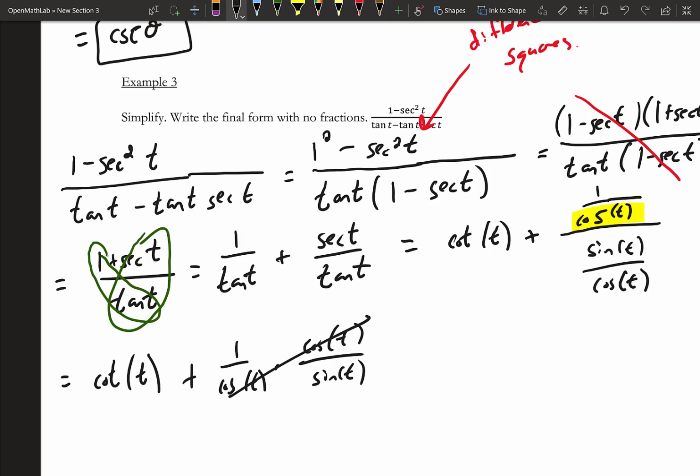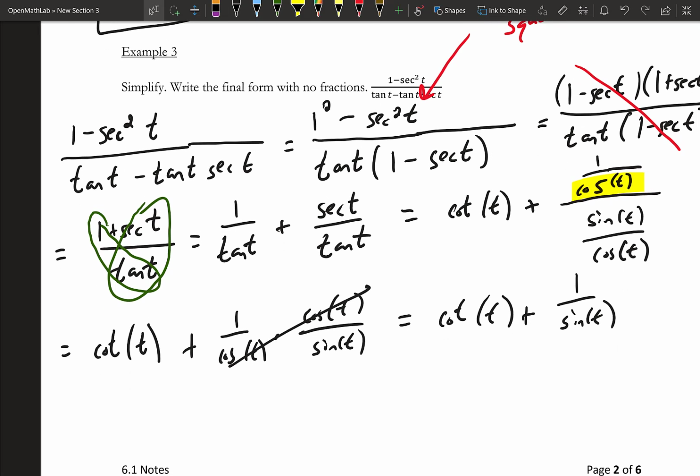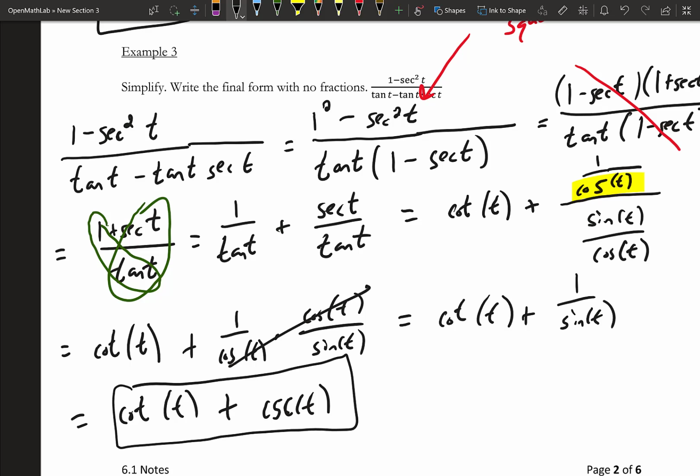Right, so what will happen is these two things will cancel out. So this is equal to cotangent of t plus 1 over sine of t. Right? So then this would be equal to cotangent of t plus, and then 1 over sine t is cosecant of t. Because remember, the whole idea is we're trying to simplify and not have any fractions. So that's as far as we can go. So that's the simplified version of our original expression with no fractions.